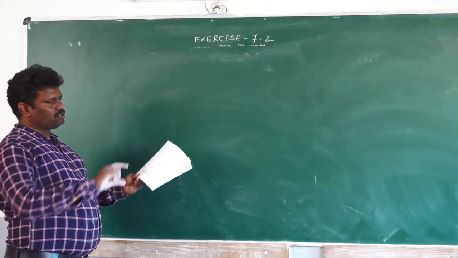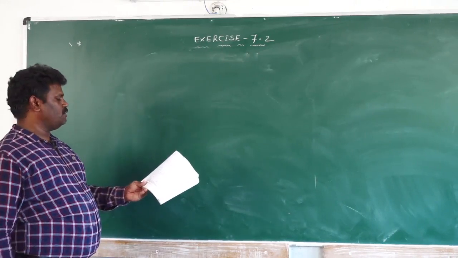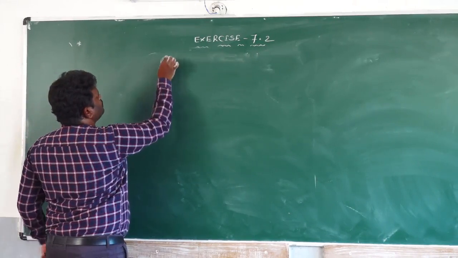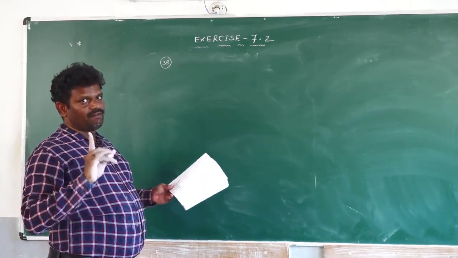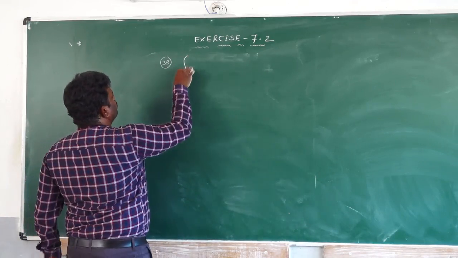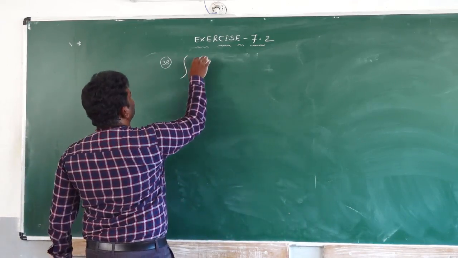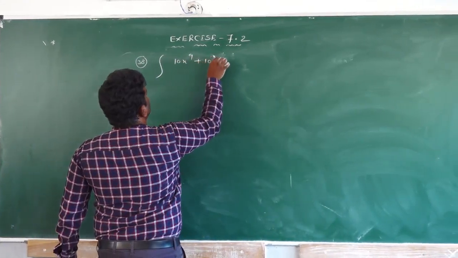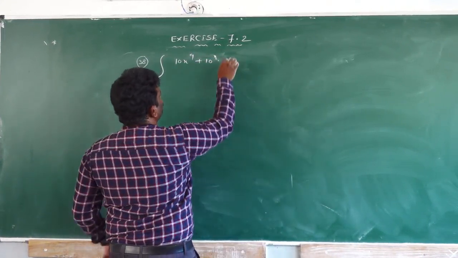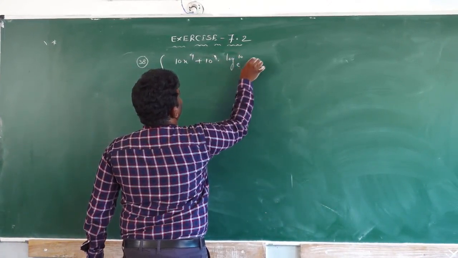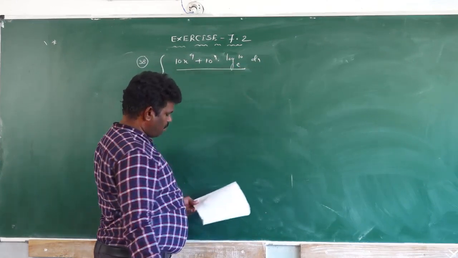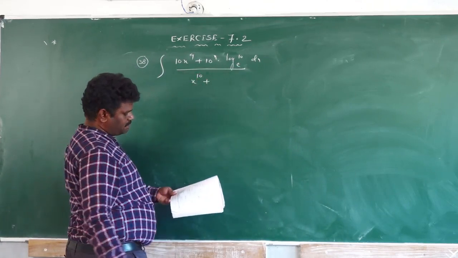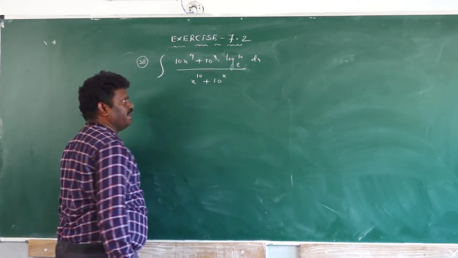Right, next, the exercise questions are over, and two objective bits are given, choose the correct answer in the exercise. So 38 objective type bits are given, and these two questions are previous ones. One more question: the integral of 10 into x power 9 plus 10 power x into log 10 base e, dx, by x power 10 plus 10 power x. Okay?